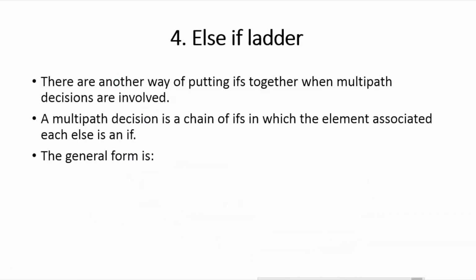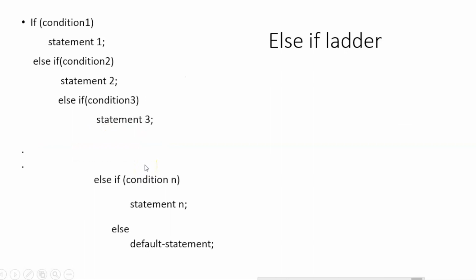And the fourth type of conditional statement is the else-if ladder. This else-if ladder is used when multi-path decisions are involved. A multi-path decision is a chain of if statements in which the statement associated with each else is an if statement. And the general form of else-if ladder is: if condition 1, statement 1, else if condition 2, statement 2, else if condition 3, statement 3, etc. Else if condition n, statement n, else default statement.